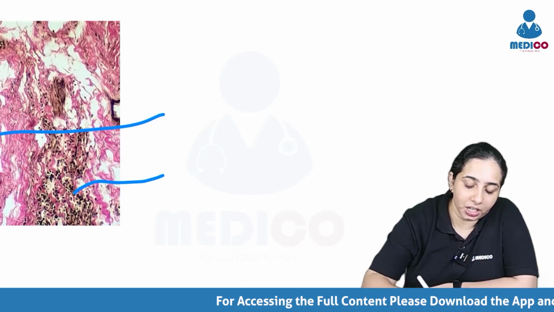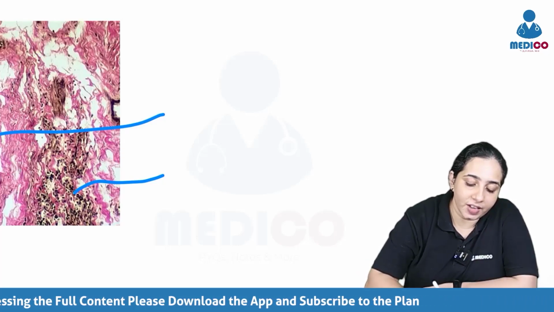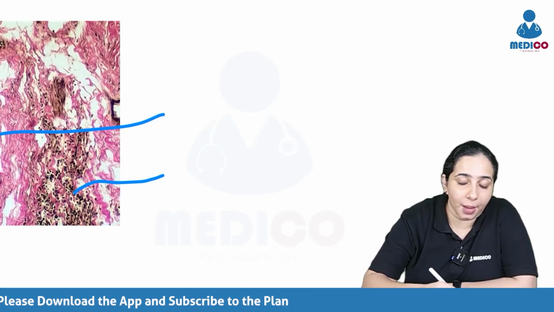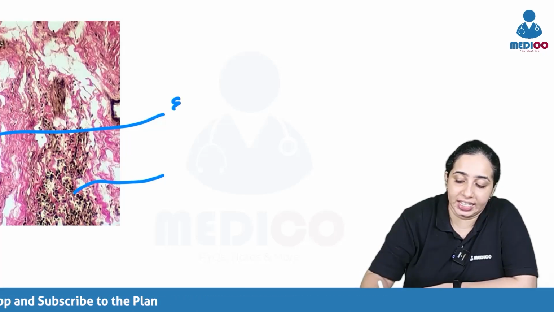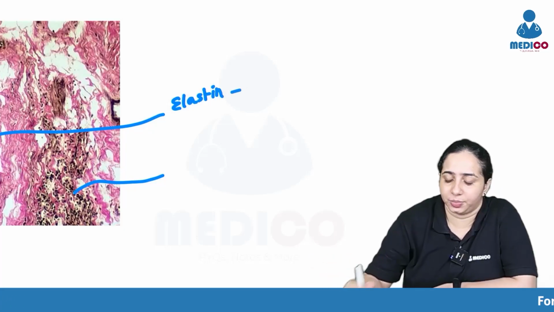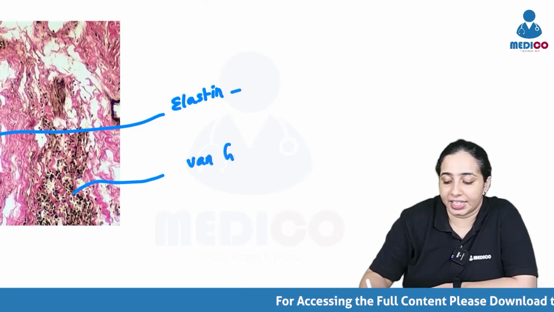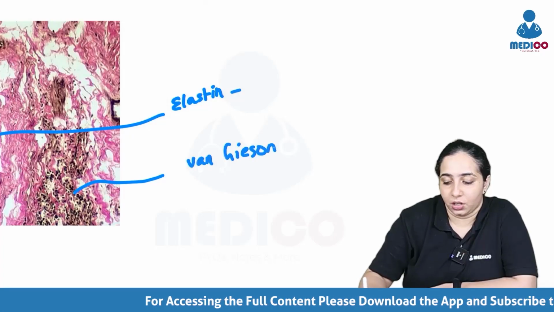Okay, so coming down here, you are again seeing a substance that has taken stain, and this is supposed to be a vessel. The surrounding lamina of the vessel has taken stain. So that is elastin that has taken stain, and it is somewhat of a blackish brownish color. So the stain that has been used here is Van Gieson.